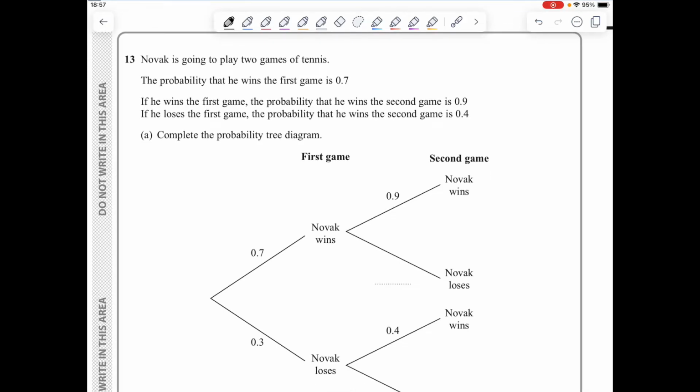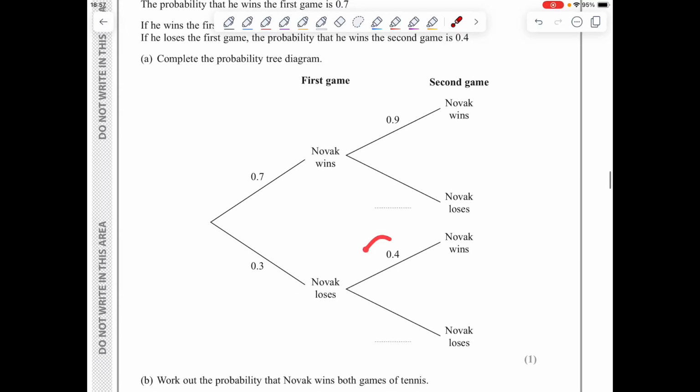For question 13 part A, I need to complete the tree diagram. Note that the probabilities on each split should add up to 1. So 0.7 and 0.3 add up to 1. These two should add up to 1. And these two should add up to 1. So the first one is 0.1 and the one below is 0.6. Then in part B, I need to work out the probability that Novak wins both games.